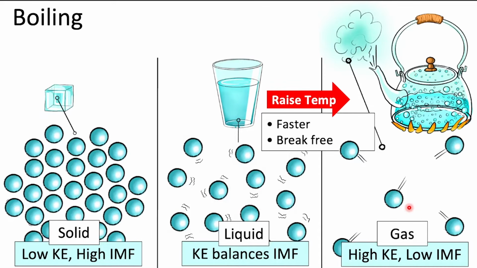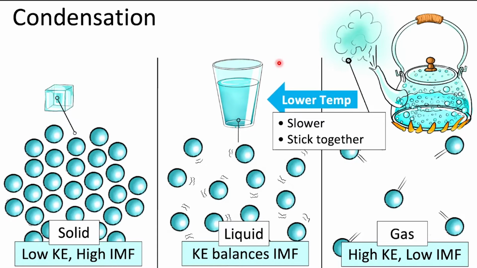The particles in a gas have a very high kinetic energy. They're moving around really fast, but very low attractive forces, very low intermolecular forces. They're really not attracted to each other at all. They're just flying individually all over the place, kind of doing their own thing. And this phase change, liquid to gas, is called boiling.